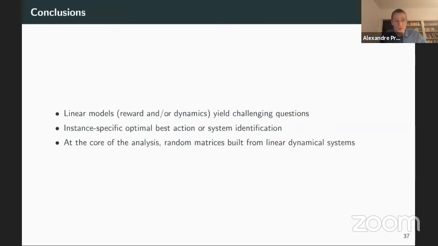All right. So to conclude, I hope that you are convinced now that there is still interest in linear models in terms of rewards or dynamics, and you have very challenging questions there. Actually, there has been a very intense research activity around linear models recently using non-asymptotic or concentration approaches. I showed that you can be instance specific in the analysis of these linear models. So we have an instance specific optimal best action, best arm identification, or best system identification. I think this is the first time you have this. And what is interesting mathematically is that at the core of the analysis, we have to analyze random matrices that are built from dynamical systems. And these are very interesting topics in general. All right. Thank you for your attention.